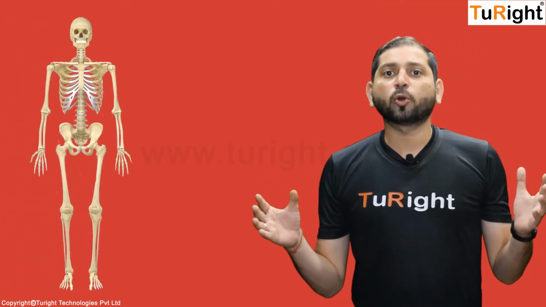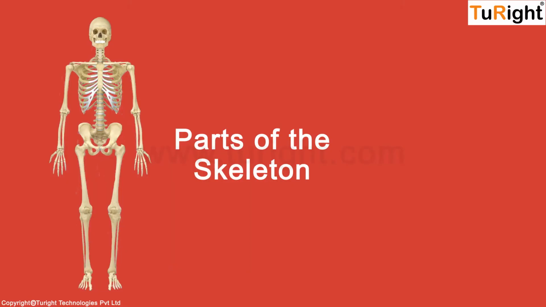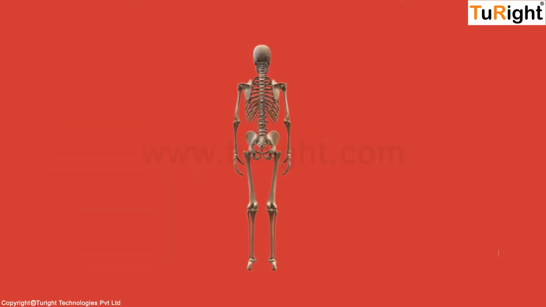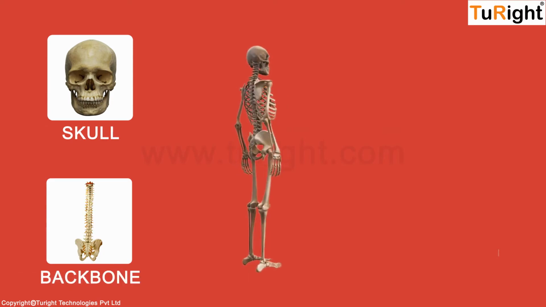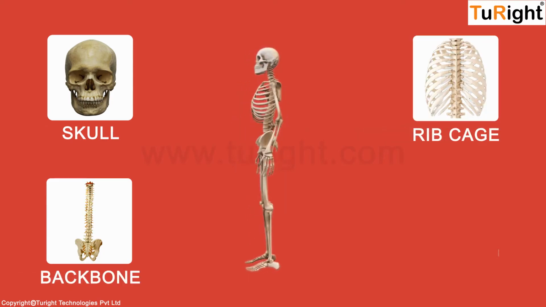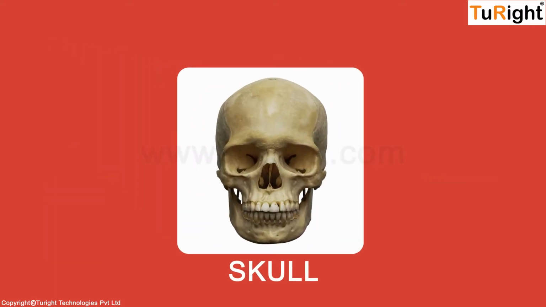Now that we know the importance of the skeleton, let us know some parts of the skeleton. The skeleton comprises four main parts: the skull, the backbone, the rib cage, and the limbs. Let us first learn about the skull.